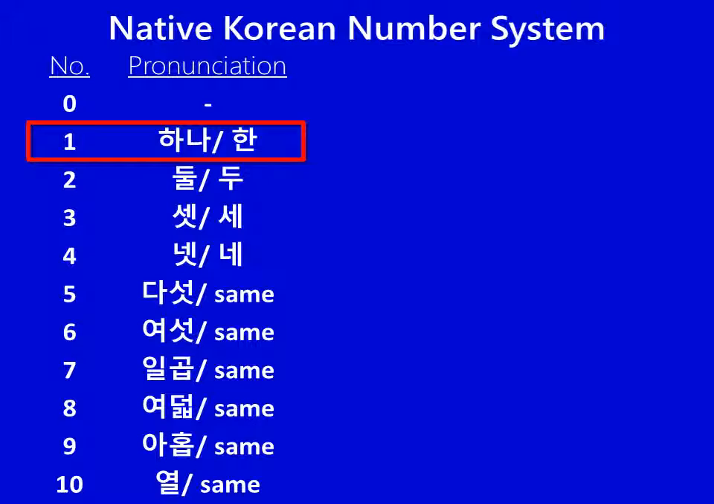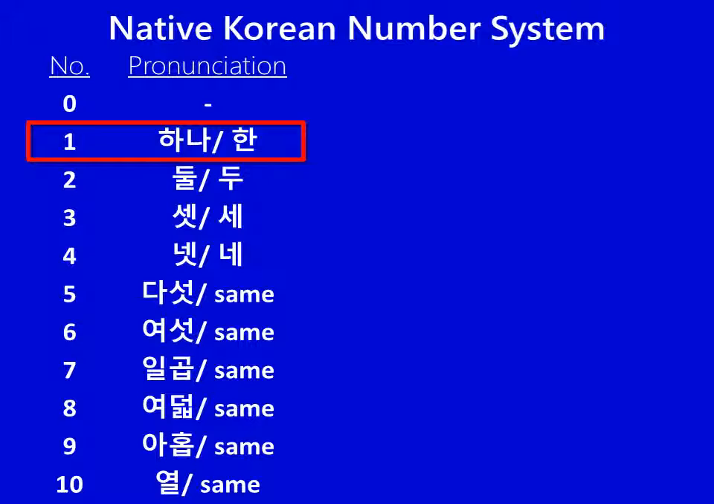Okay, 하나, 한, 둘 or 두, 둘 or 두 개. 셋 is 3, 세 개, 넷, 네 개. So only up to here there are some irregular changes to the word, and after that it's the same.